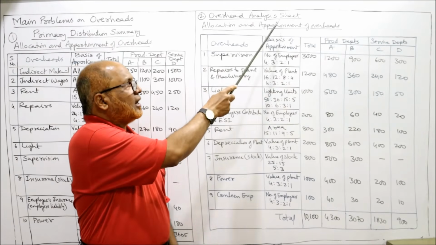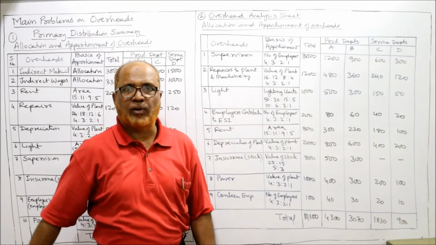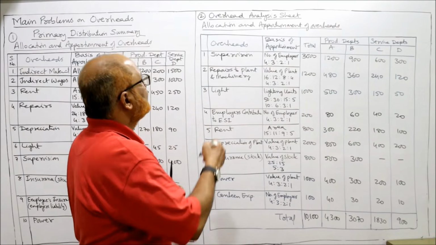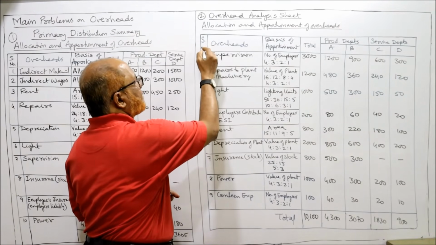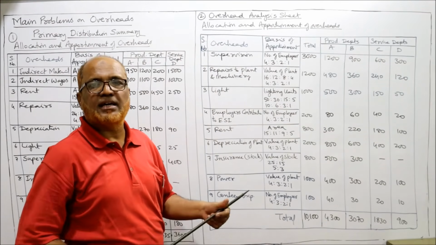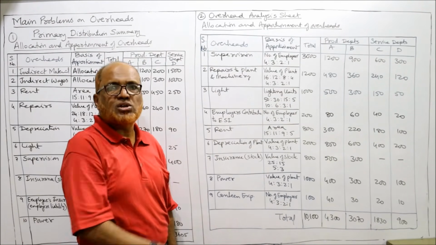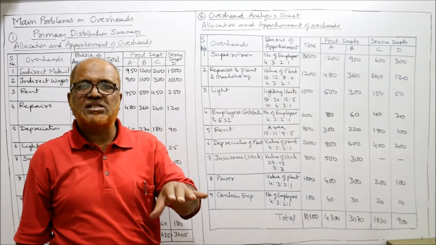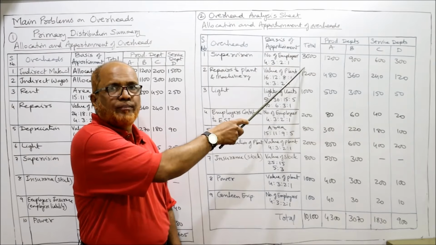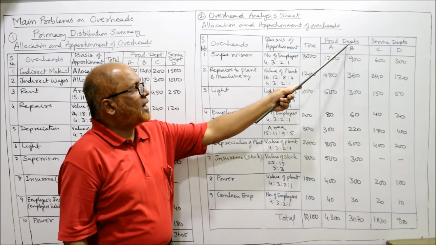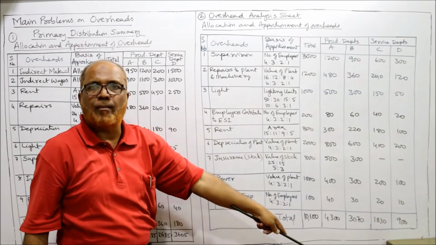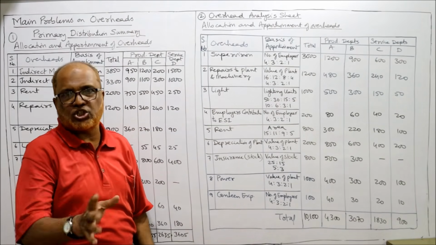Second problem, overhead analysis sheet, allocation and apportionment of overheads. The first column is the serial number column. I have not written it, I will write it now. Serial number. Second, overheads. Which overheads are we taking in the second column? Then the basis of apportionment. On what basis are we going to apportion the overheads? Next, the total column. Next are production departments A and B, and service departments C and D. This is the format of the overhead analysis sheet.